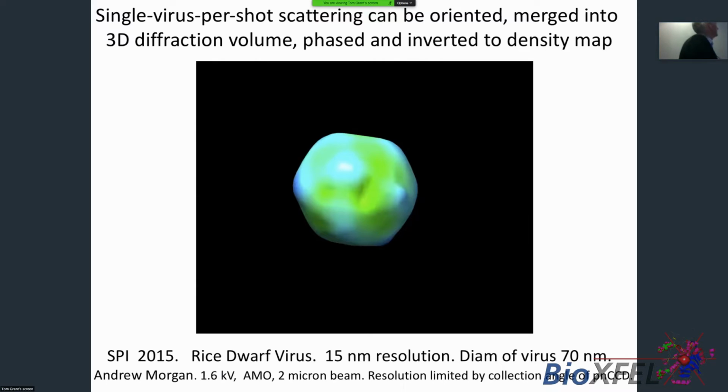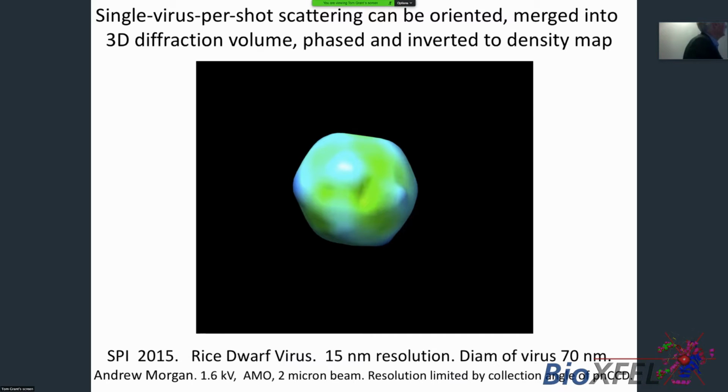But you can reconstruct those diffraction patterns, and here's the best reconstruction I'm aware of to date, although very recently Abbas Ourmazd's group has done very well. This was done by Andrew Morgan in Melbourne, and it's taken from soft X-ray data. This is soft X-ray, 1.6 keV in the MO chamber with a 2 micron beam, and it gives about 150 angstrom resolution.